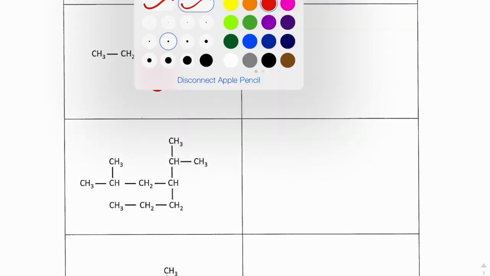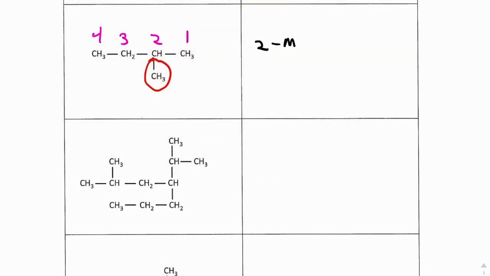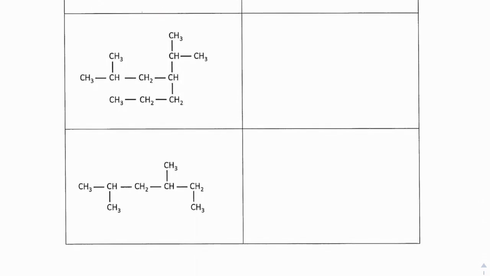Let's go down. This one, there's a substituent here, so it only makes sense that we start numbering it from this side over. 4. So the answer is 2-methylbutane. 4 carbons means butane. On the second carbon, there's a methyl group. Perfect. Let's move on here.